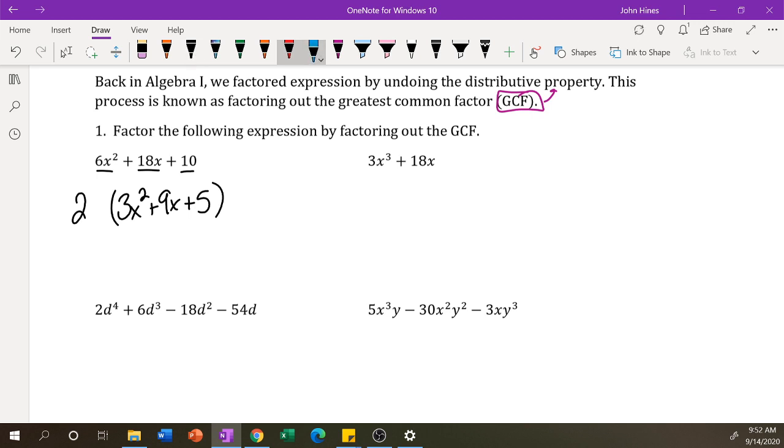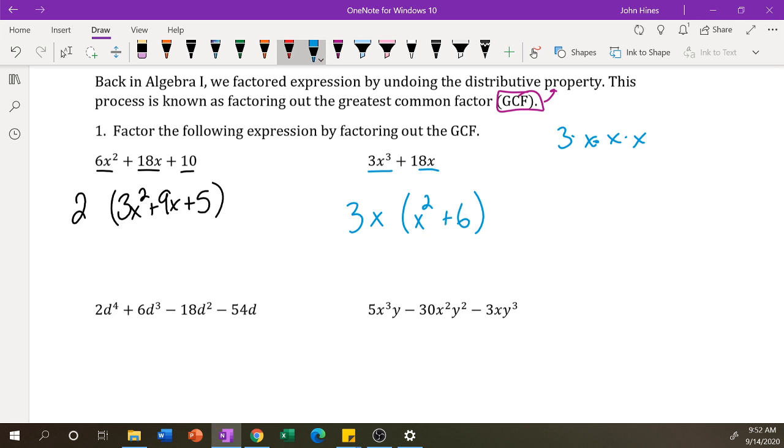In this next expression, what can I GCF out? What can I undistribute from all of these terms here is the question. Well, let's look at 3 and 18. I can definitely take out a factor of 3. What about x to the third, right? That's 3 times x times x times x. Well, I can take out a factor of x. I can undistribute one of those factors of x. And I'm left with what? What times 3x is 3x to the third? Well, x squared. And what times 3x is 18x? 6. And that's all we had to do there.